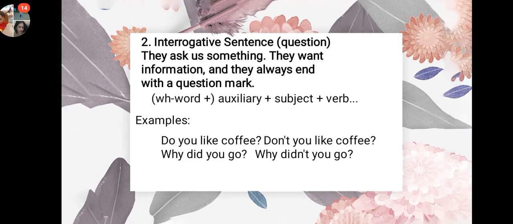The second one is the interrogative sentence. They ask some question, or they want information, and they always end with a question mark. For example, do you like coffee? Or don't you like coffee? Why did you go? Why didn't you go? So you are asking a question, and it ends with a question mark.